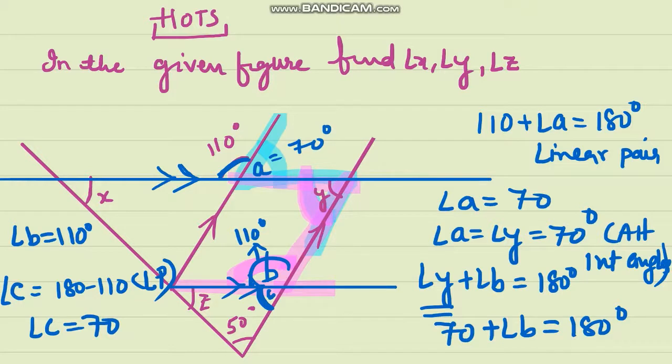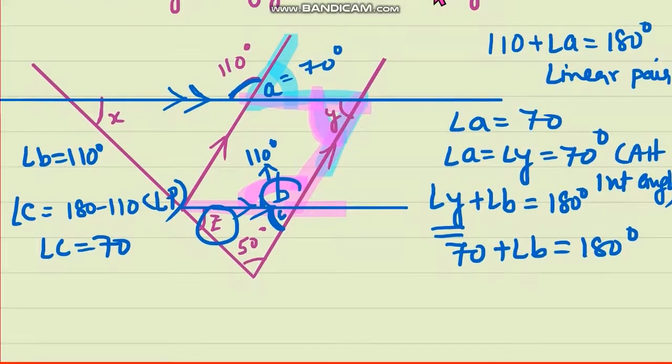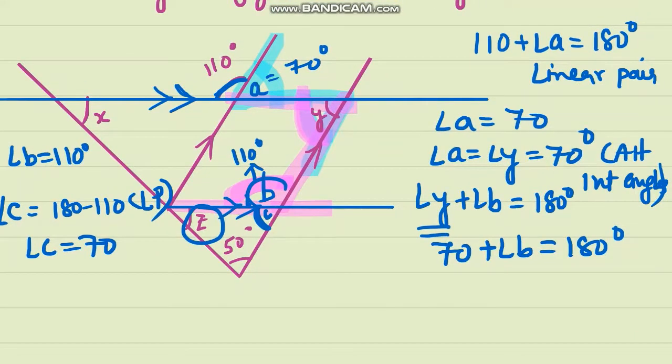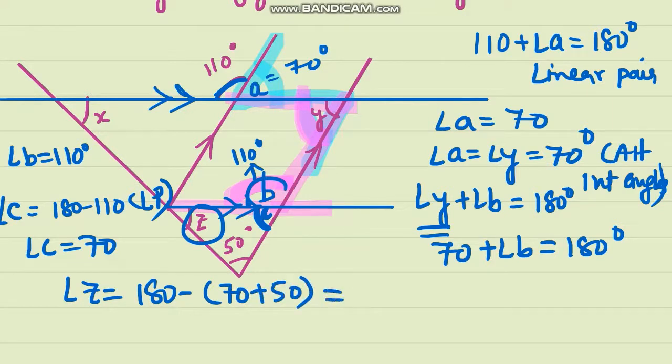Now from here what will be your Z? Z will be equal to 180 minus (70 plus 50). That means angle sum property. Let us use angle sum property there. So let me make a little space here. Now angle Z will be equal to 180 minus (this C angle plus 50 degree). That is 70 plus 50 because C is equal to 70. So you will get 180 minus 120, that is equal to 60 degree.